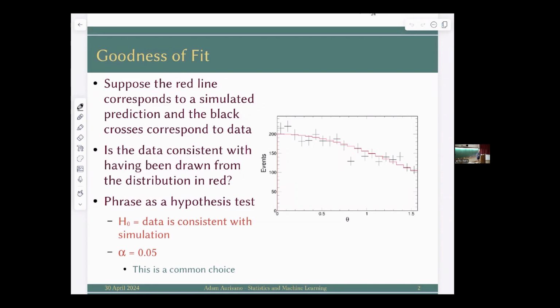So to phrase it as a hypothesis test, you'd say your null hypothesis is that the data did come from the simulation, right? We set an alpha significance of 0.05. That's basically saying that we only want a 5% chance of rejecting the null hypothesis when it's really true in the end. And that's common. It's more common in social sciences than physics, but it's a reasonable place to start.